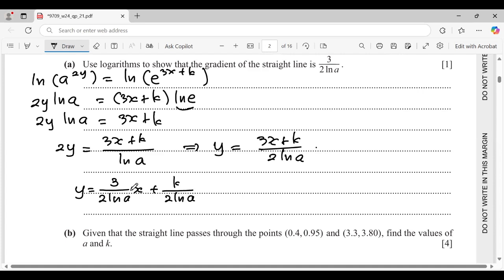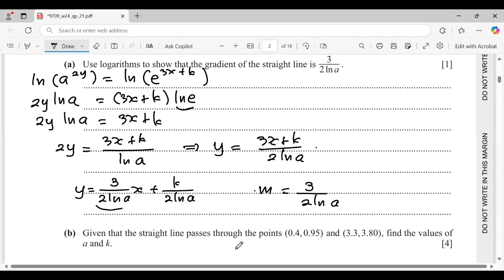So the gradient is this one. This is the gradient, 3 over 2 ln a, because this is the coefficient of x. So the gradient m equals 3 over 2 ln a. That's the gradient.